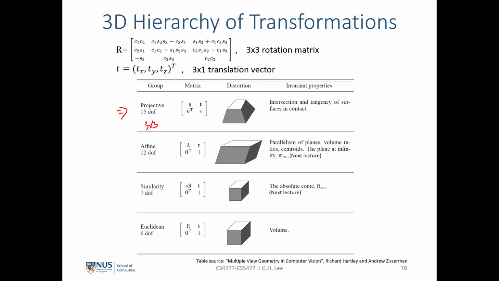There are invariance properties such as the intersection and tangency of surfaces in contact, as well as the affine transformation, which is also a direct extension of the 2D projective geometry, where now we can represent this affine transformation as A, T, 0 and 1, where the last row is going to be 0 and 1. Similarly, we also have a similarity transformation, which has 7 degrees of freedom. So now this rotation matrix and the translation vector are what we have learned earlier on, that lie in the SE3 space. So this rotation matrix is now in the SO3 space, and the translation vector is in the 3D Euclidean space, and the Euclidean transformation has 6 degrees of freedom.